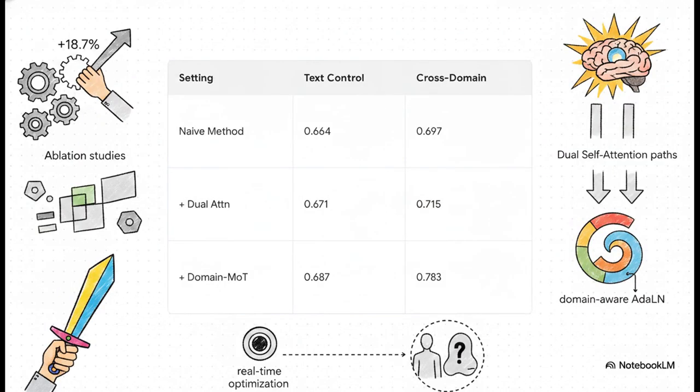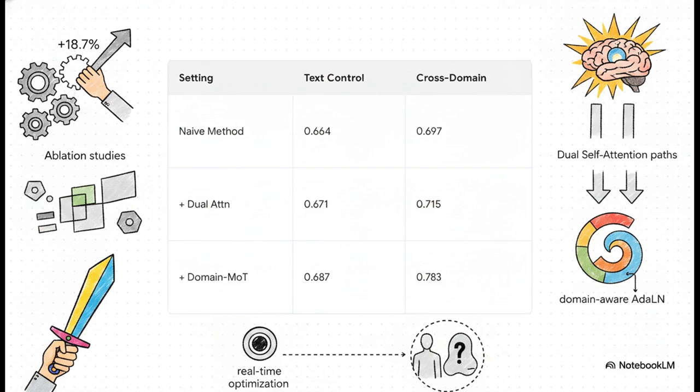Now, to prove exactly why they got that massive 18.7% bump, they conducted ablation studies. If you aren't familiar, an ablation study is where you take a highly complex system and systematically remove or disable certain components to see exactly how much each individual part contributes to the overall success of the model. Let's analyze this table line by line.